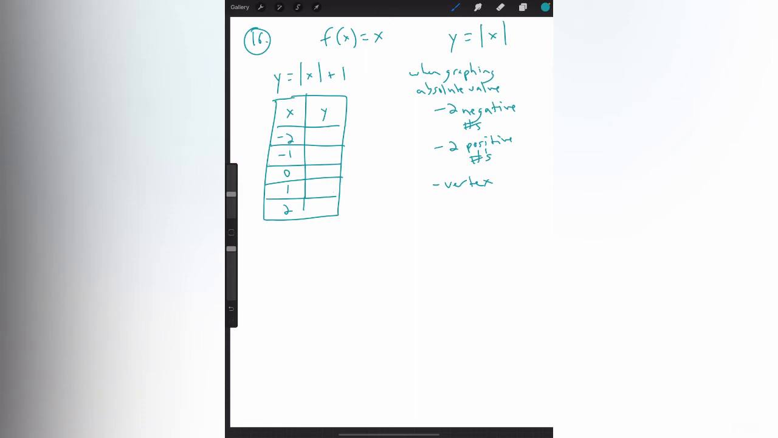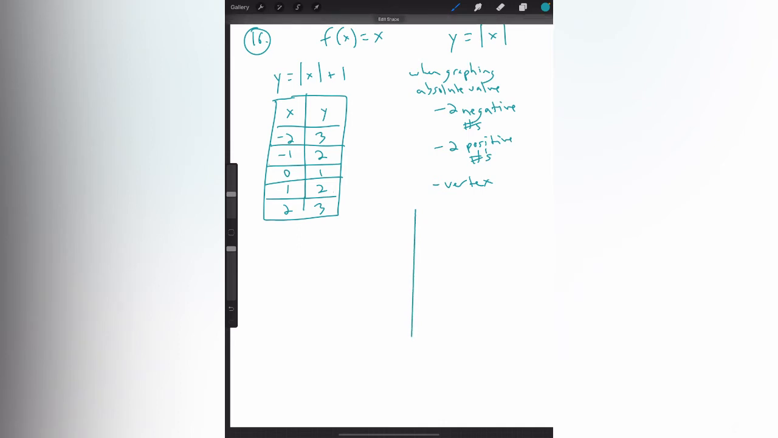Let's say negative 2, the absolute value of negative 2, just plug it in here. The absolute value of negative 2 is 2. 2 plus 1 is 3. Absolute value of negative 1 is 1. 1 plus 1 is 2. Absolute value of 0 is 0. 0 plus 1 is 1. Absolute value of 1 is 1. 1 plus 1 is 2. And then absolute value of 2 is 2. 2 plus 1 is 3.